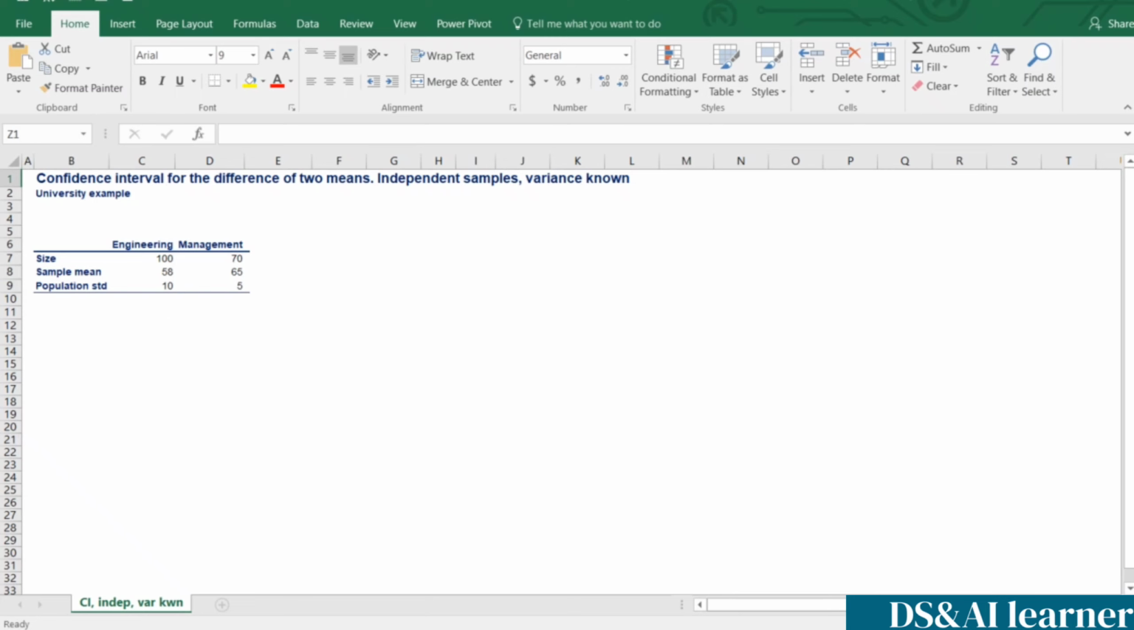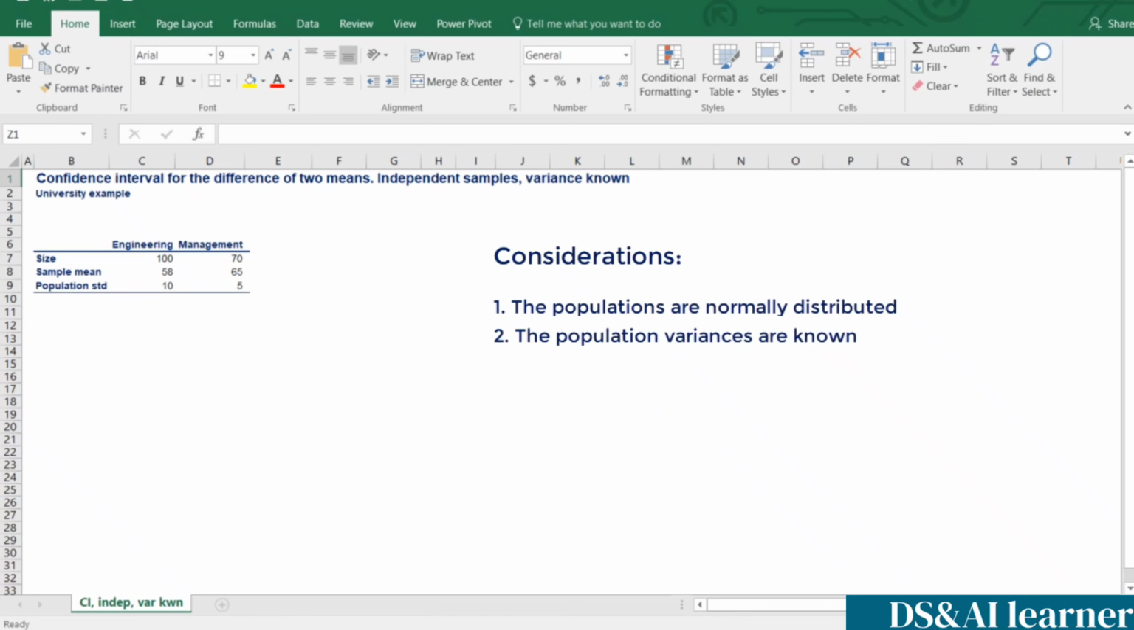Okay, but before we get on with calculations, let's point out three important considerations. First, the populations are normally distributed. That's a fair assumption as we are dealing with grades. Second, the population variances are known. And third, the sample sizes are different. Different sample sizes are a common occurrence in the real world.